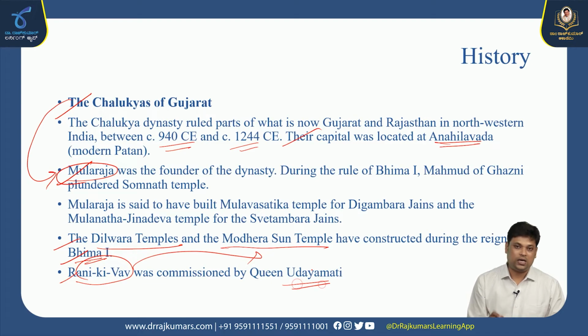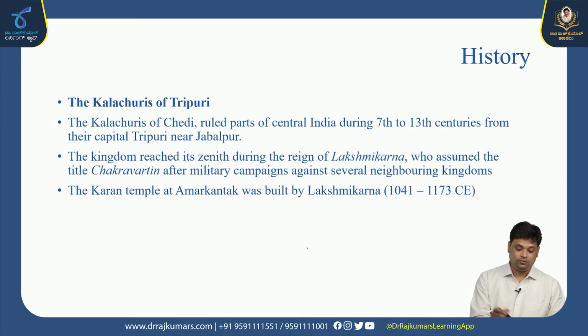The Dilwara temple was constructed under Bhima I, and Rani ki Vav was commissioned by Queen Udayamati, who belonged to the Chalukyas. Why is Rani ki Vav very important for you? Because recently it was added to the UNESCO World Heritage Sites. So Rani ki Vav was commissioned by Queen Udayamati, who belonged to which dynasty? The Chalukyas of Gujarat.